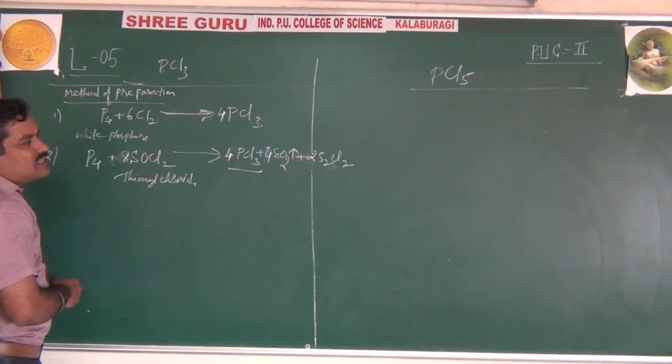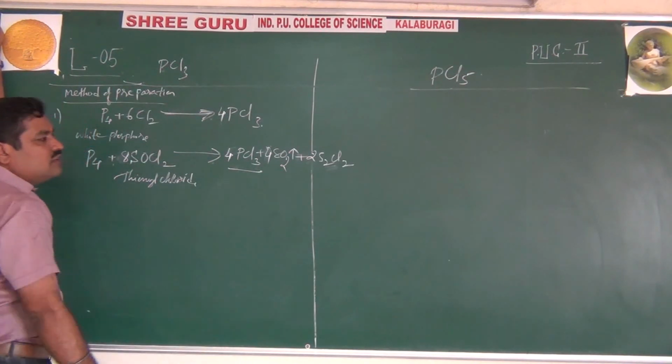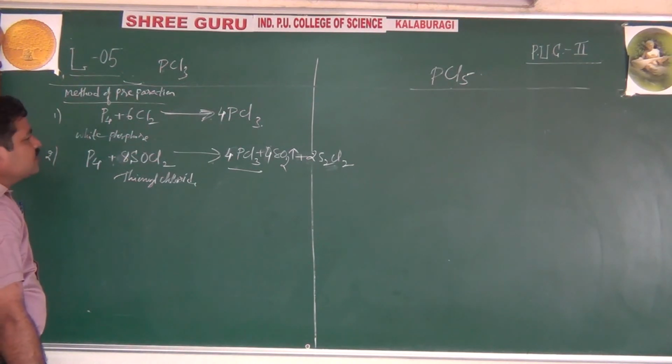Generally this exists as a gas and also as a liquid on combination. But see, it will produce sulfur dioxide along with disulfur dichloride. This is the method of preparation.